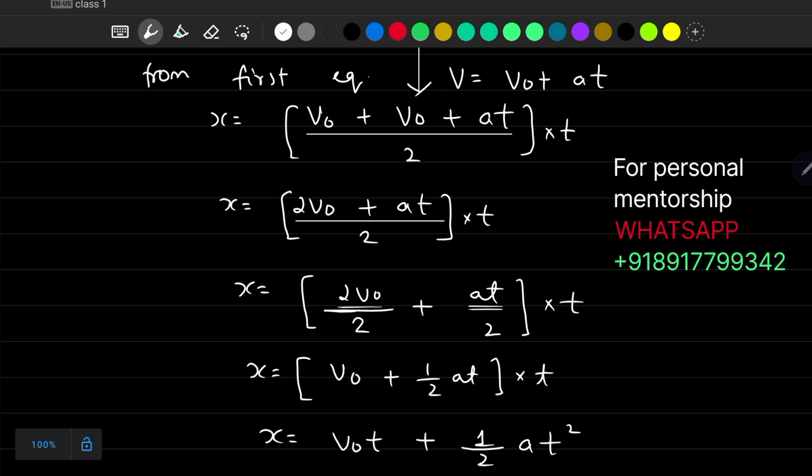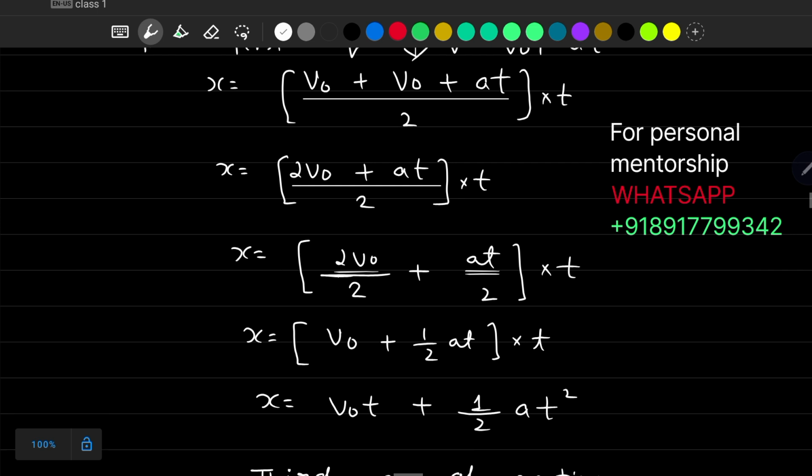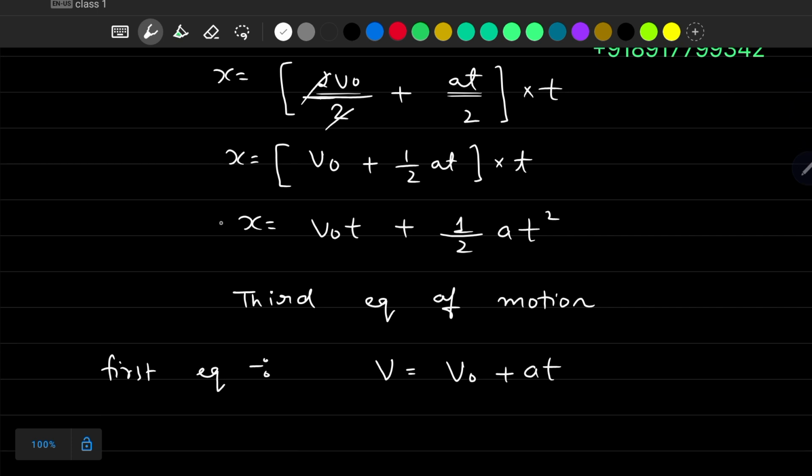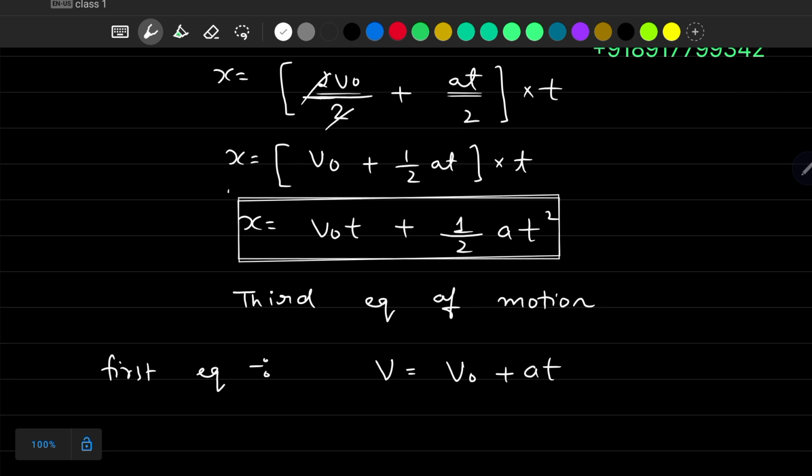Now you simply separate this 2. It can be written as 2v naught by 2 plus at by 2, and outside we have t. Now this 2 and 2 will get cancelled and we are left with v naught plus half at, all into t. Now simply multiply t inside, so it will become x is equal to v naught t plus half a t squared.